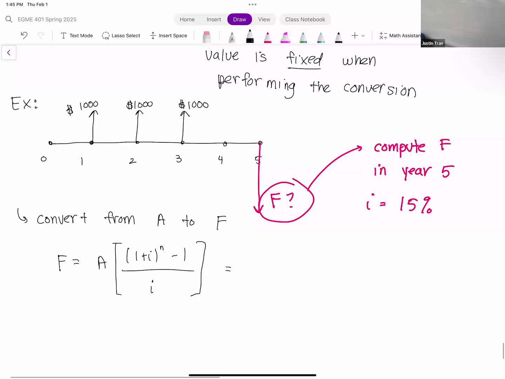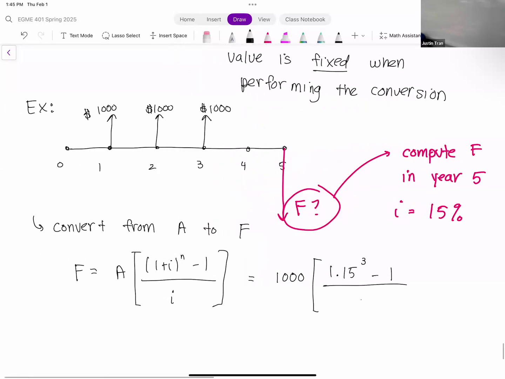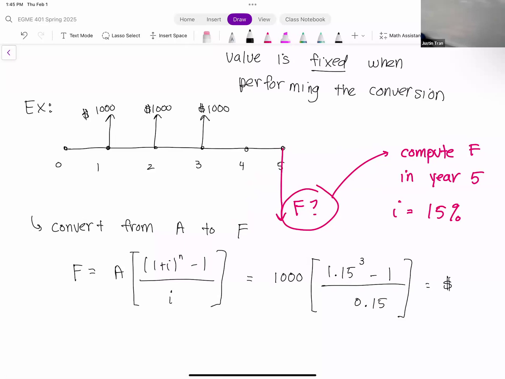We have everything in this problem. We have the A amount, the uniform series amount, which is 1,000. We have the interest rate of 15%, so that quantity there is going to be 1.15. We see from the diagram that the payment occurs 3 times, so our n here is going to be 3. Then we divide by the interest rate, which is 0.15. We'll punch these into a calculator, and what we get is $3,472.